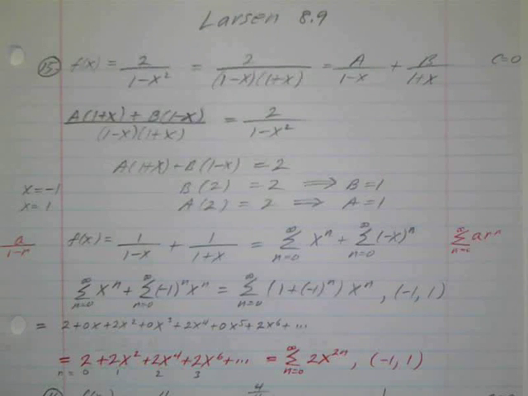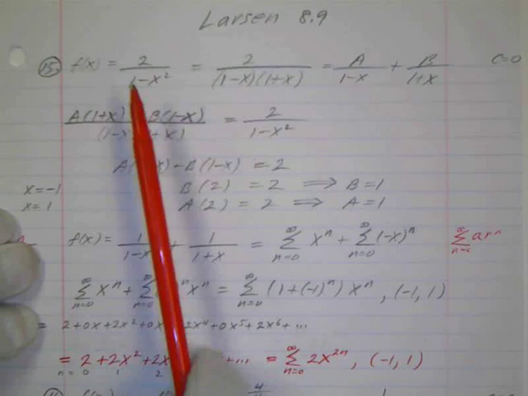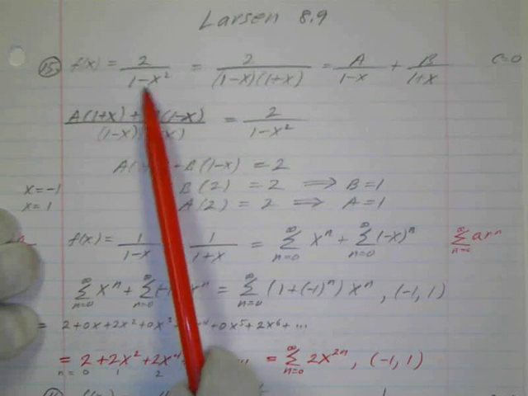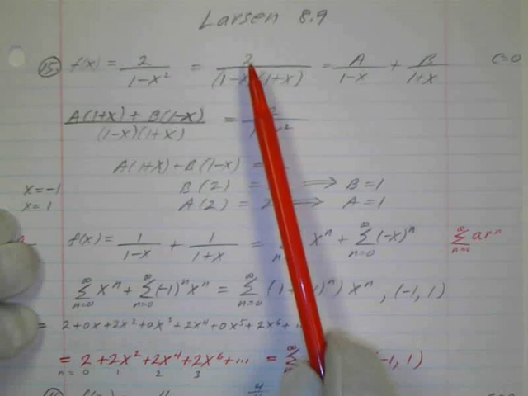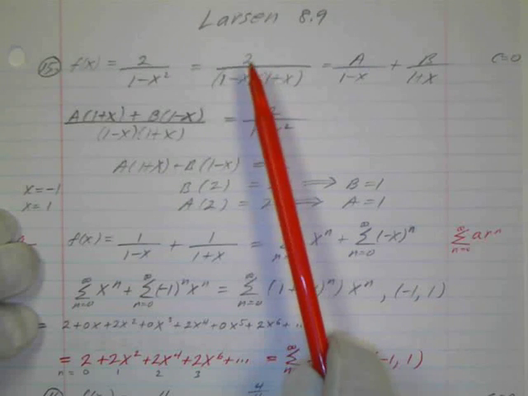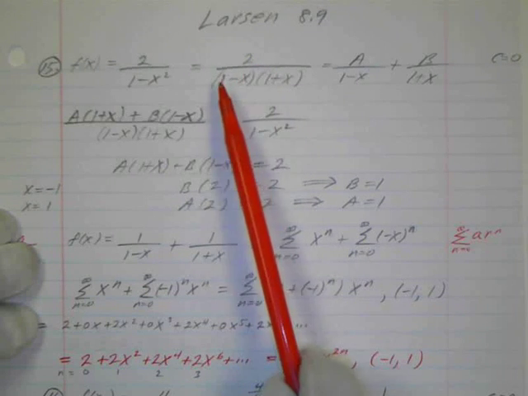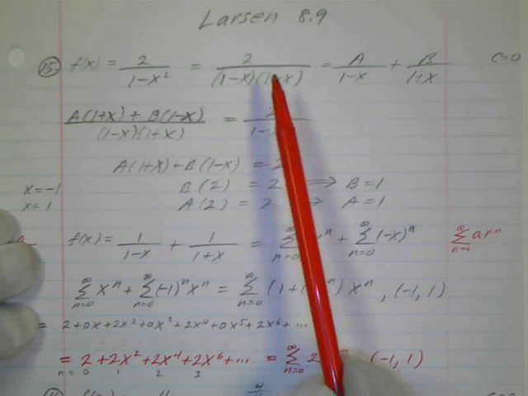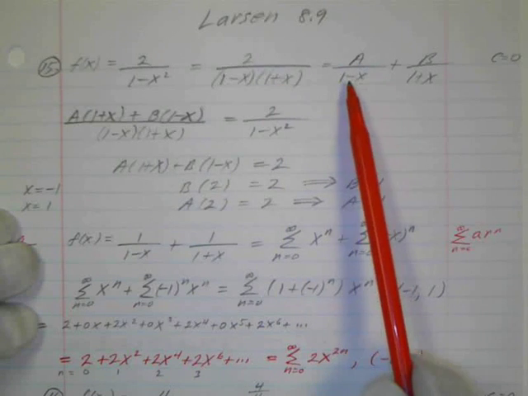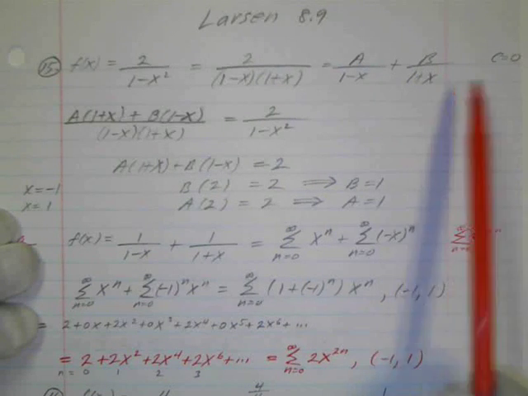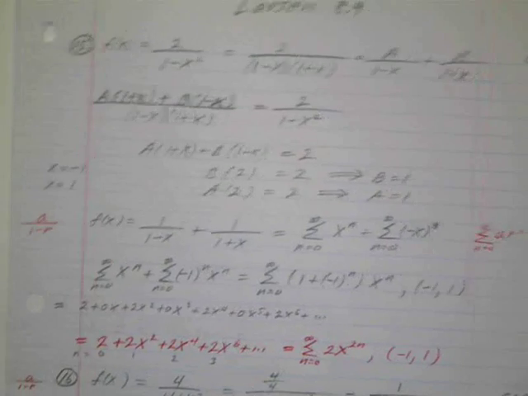Number 15 from the Larsen worksheet, and this is another one of these pesky partial fractions. So again, we have 2 over 1 minus x squared, and this factors, or we can rewrite this as 2 over, and this bottom factors to be 1 minus x times 1 plus x. And again, we have A over 1 minus x and B over 1 plus x. And my center is going to be 0, so I'm in good shape.